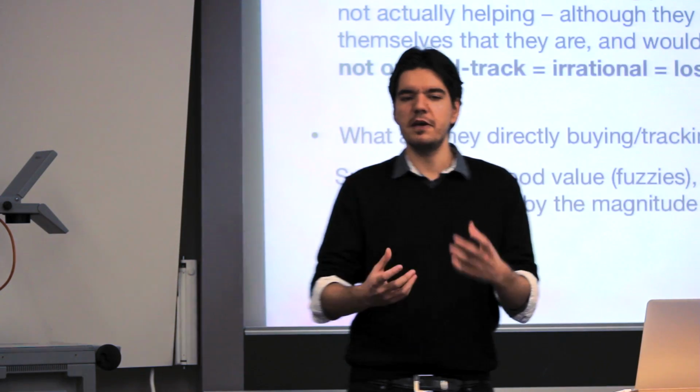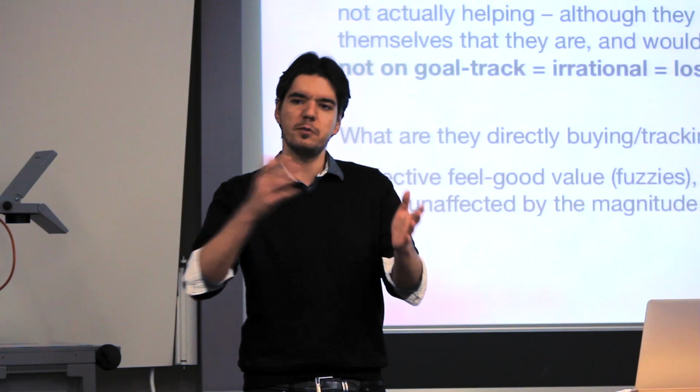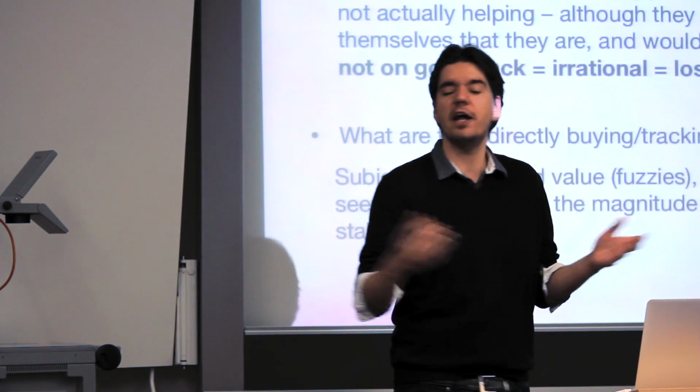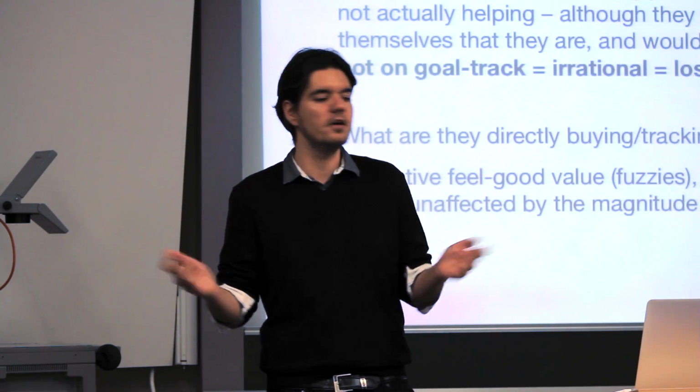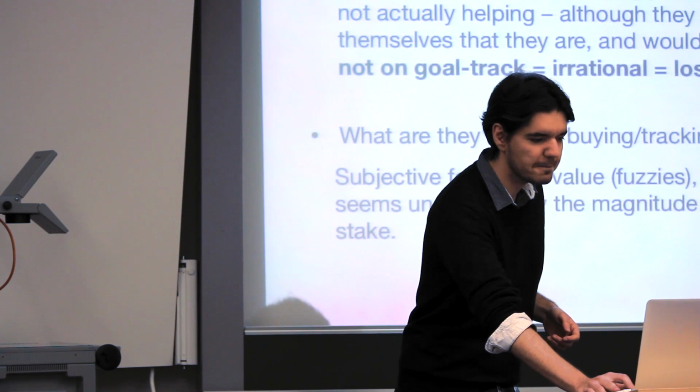And does it make sense? Do our numbers make sense? How much are we willing to pay for a single bird? And then we should probably scale that, and so on. People don't seem to be doing this. So either helping isn't really their goal, not at all, or they are very irrational and not on goal track.